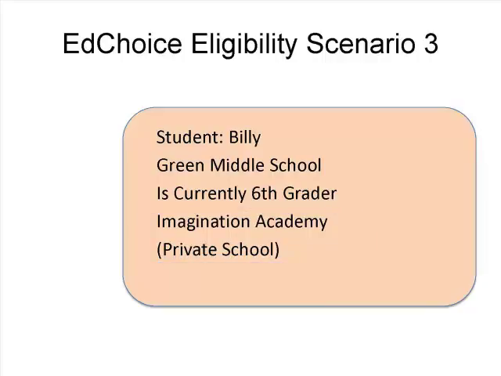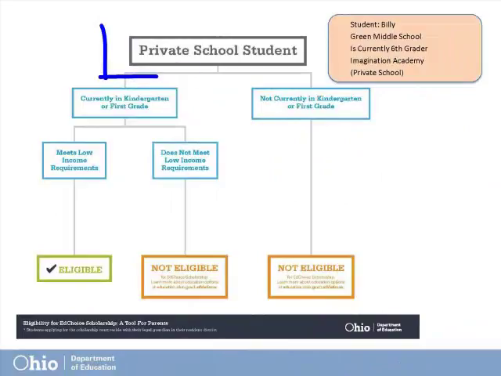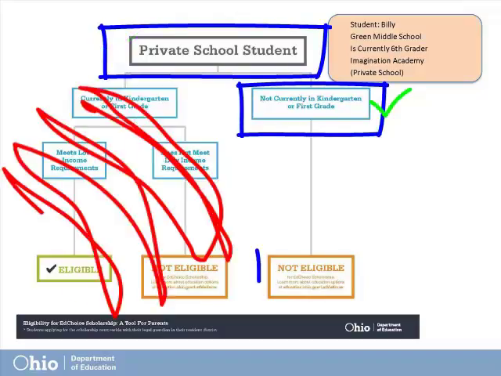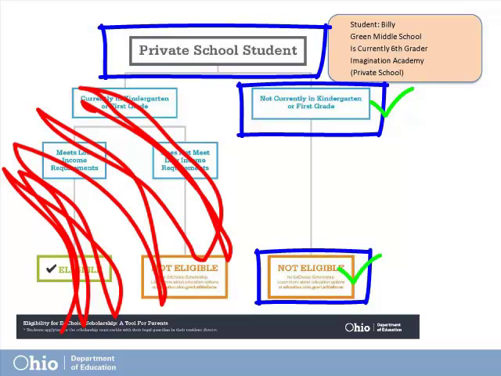No. We must consider the student's current situation. Billy is a private school student, so we must use the private school flowchart for an accurate review. By using the private school flowchart, we can verify that Billy is not currently in the required expansion grade level, and thus is not EdChoice or EdChoice expansion eligible.